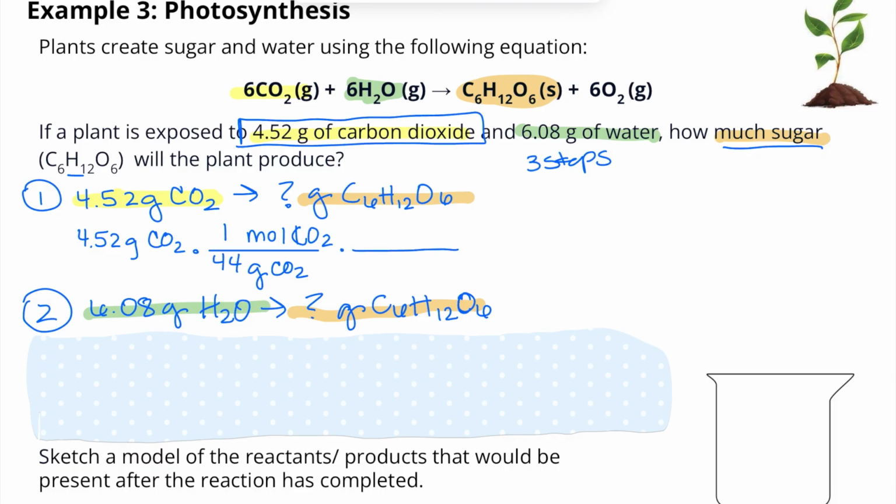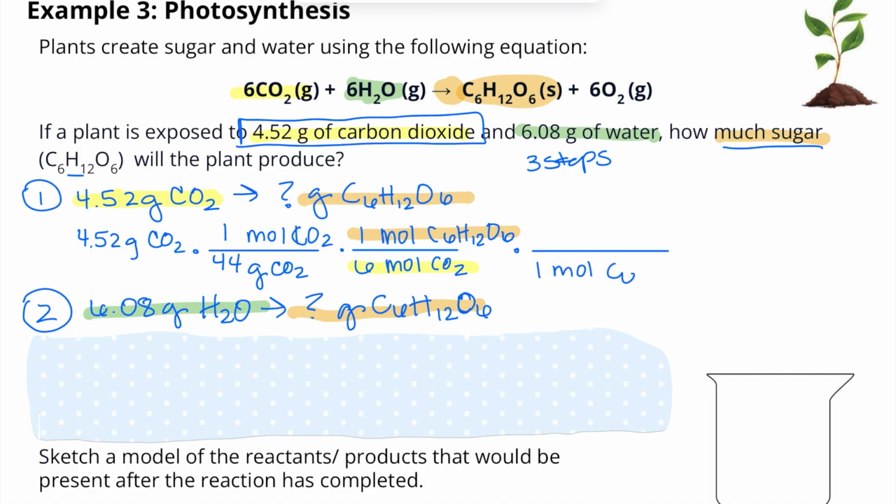Next, I need to use my mole ratio. So I am moving from moles of CO2 to moles of that sugar, C6H12O6. And where do I get those values from? Well, I've got 1 mole of glucose or sugar, and I've got 6 moles of that CO2 coming from my coefficient.